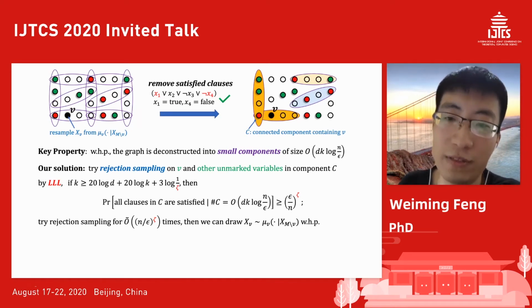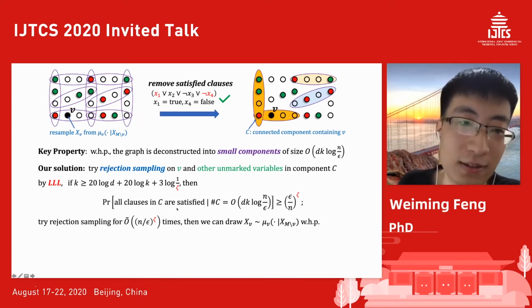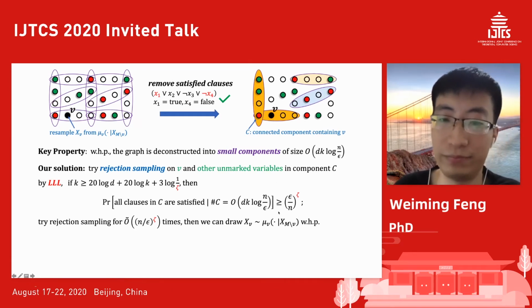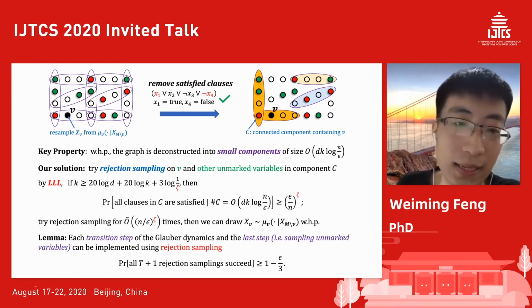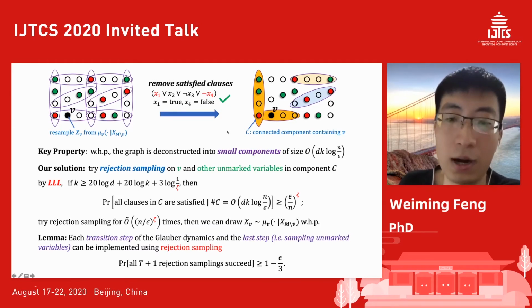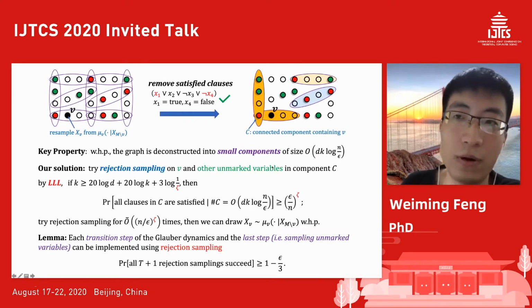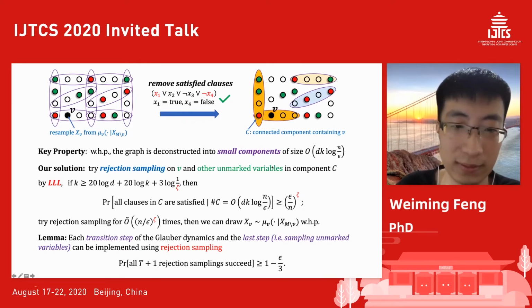The advantage of the rejection sampling is that the running time is small, even if d and k are large. Therefore, each transition of the global dynamics can be implemented using this rejection sampling. And in the last step of the algorithm, we can also use a similar method to sample an assignment for all unmarked variables.